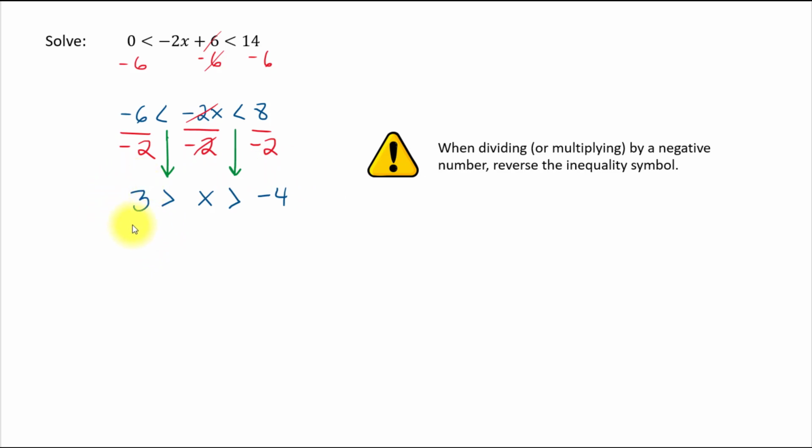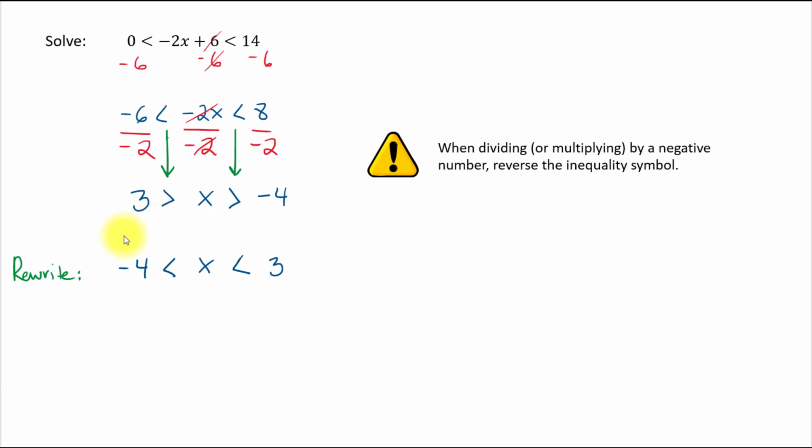Notice how we have 3, greater number, on the left, and then -4, smaller number, on the right. So what we want to do before we graph this inequality is to rewrite this inequality backwards, placing -4 to the left and 3 to the right. And because I switched the order in which I am writing my inequality, I will have to switch the inequality symbols as well. So it's -4 less than x, and then less than 3.